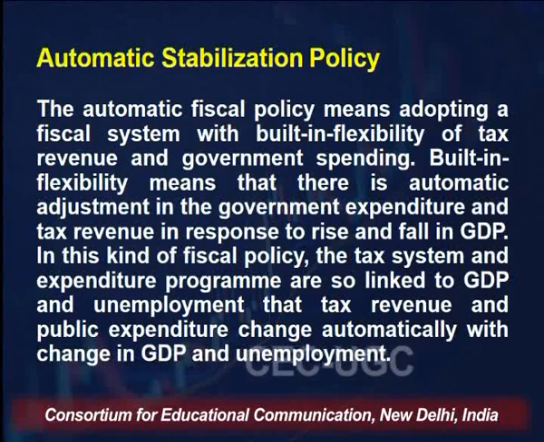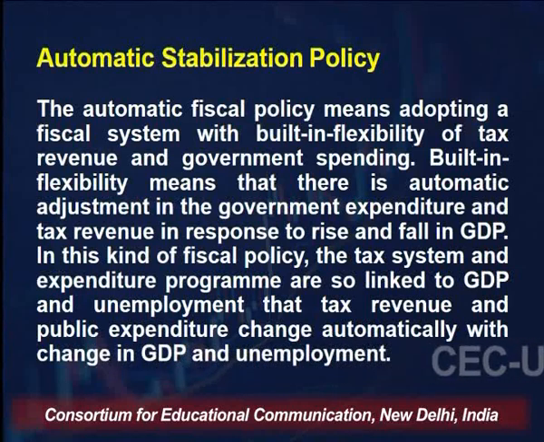In this kind of fiscal policy, the tax system and expenditure programs are so linked to GDP and unemployment that tax revenue and public expenditure change automatically with change in GDP and unemployment. So the fiscal policy is so formulated that with an increase in GDP, tax revenue increases and government expenditure decreases automatically. Tax revenue increases because household income will increase with an increase in GDP.